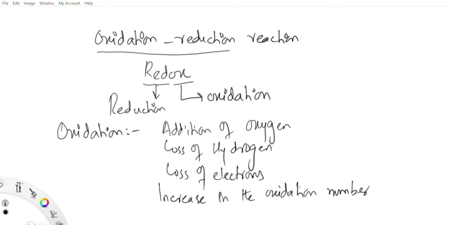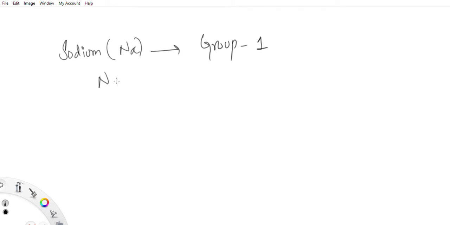Now we will take an example of oxidation, but let us first talk about some basics. Sodium. Sodium is a metal and it lies in group 1 of the periodic table. And metals have the ability to lose electrons. They are good candidates for losing electrons. So sodium does oxidation by losing an electron and it becomes a cation. So we mentioned that it has lost one electron.